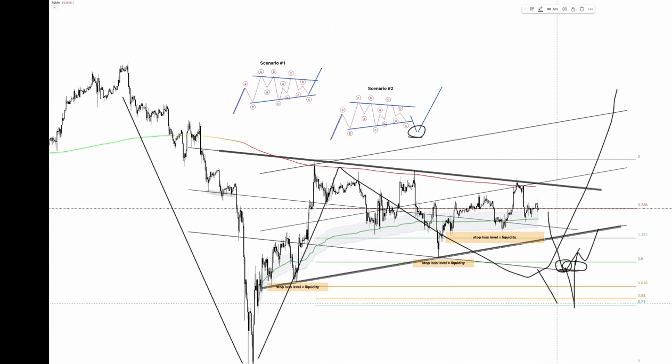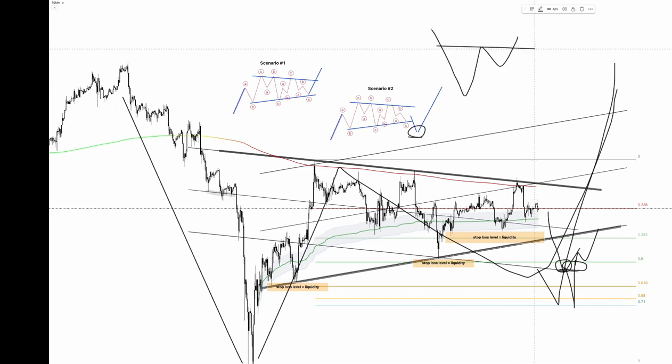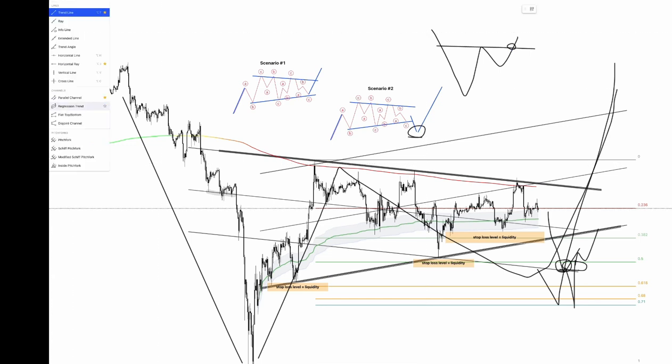This is a bit too deep for my liking, but it wouldn't surprise me to buy that. And then we've got the double. So when we have a W formation like that, that is a reversal structure. That is the ideal breakout point. If you want to play conservative, you could do it this way.